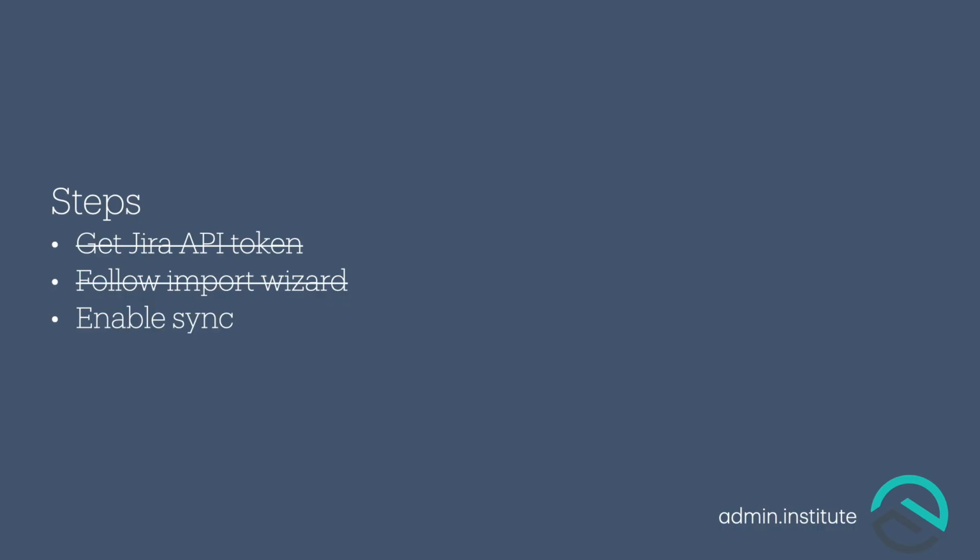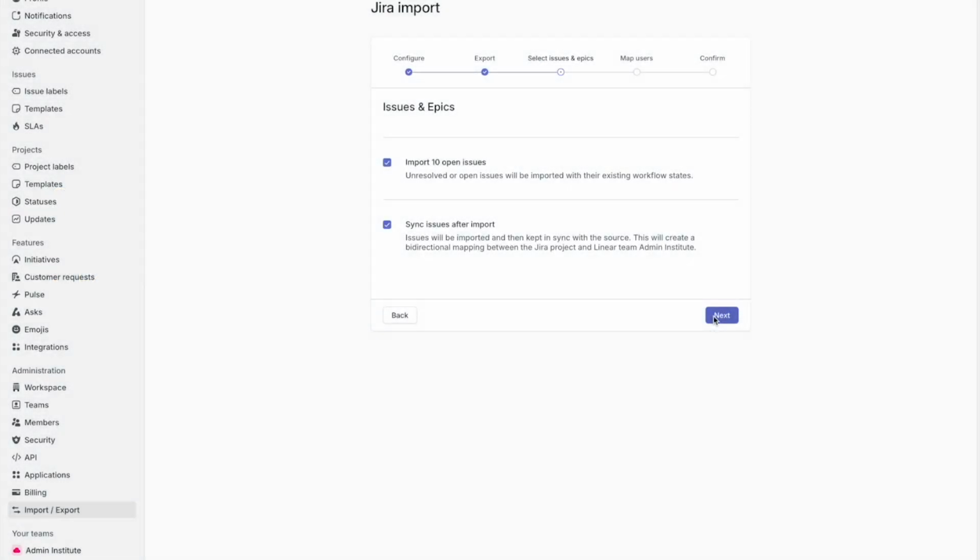And now let's look at enabling the sync. Now this is an important checkbox worth thinking about. I recommend that you keep the sync issues after import checkbox checked. This allows changes made to the Jira project to sync over to Linear and vice versa. Any changes you make to Linear will sync back to Jira.